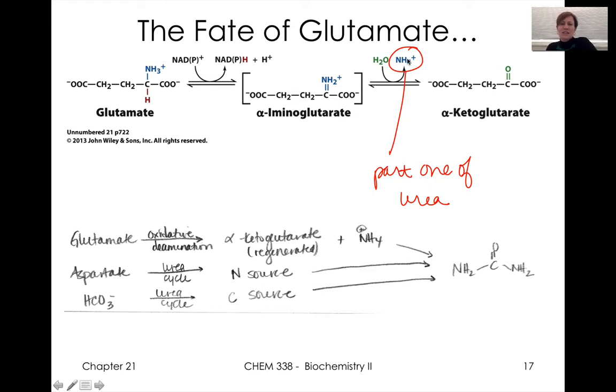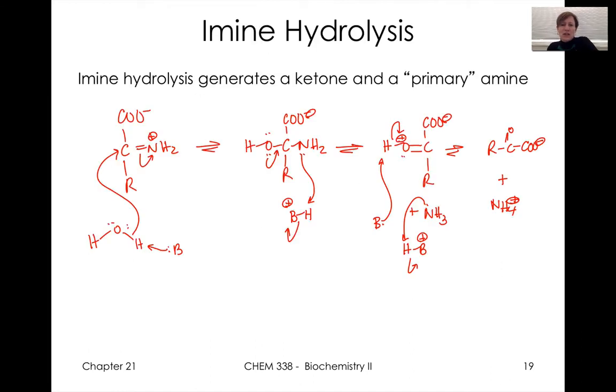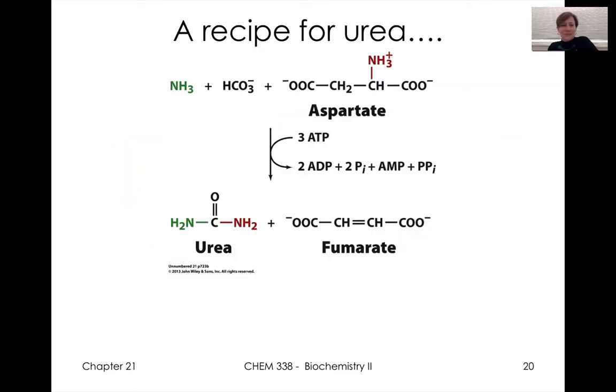But this is the critical part that we generate. We've oxidatively deaminated this, and we have one piece that we need for urea. Again, we're left with alpha ketoglutarate that can go back and continue those transamination reactions. So oxidative deamination of glutamate generates the necessary ammonium ion that we need for one piece of urea. Again, we'll go through the details of this in our activity, how oxidative deamination chemistry proceeds. We'll make sure that we remember how to hydrolyze something like an imine.